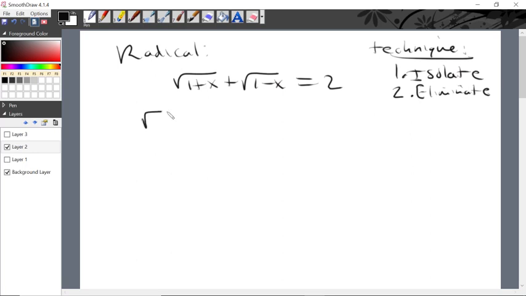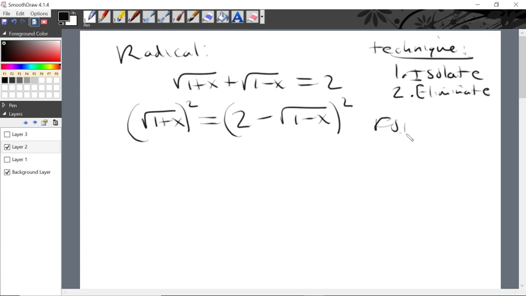Okay, let's try this instead. I'm going to isolate this square root right here, by moving the other one to the other side of the equation. So root 1 plus x equals 2 minus root 1 minus x. Now eliminate this square root by squaring both sides. But now we're going to have to square the entire side over here. All right, can't distribute the square. We have to FOIL this out now.